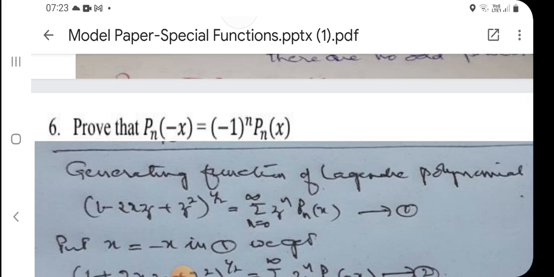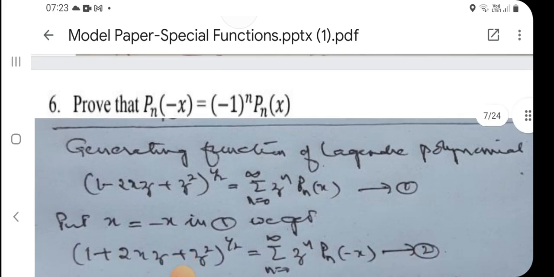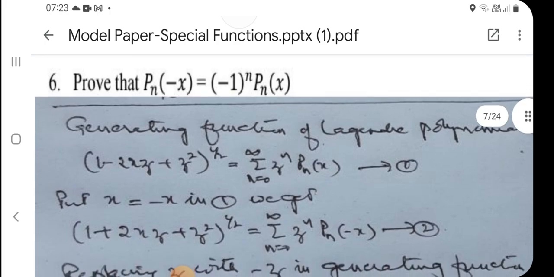Problem number 6. Prove that Pn of minus x is equal to minus 1 whole power n into Pn of x. The generating function of the Legendre polynomial is 1 minus 2xz plus z square whole to the power of 1 by 2, that is nothing but summation z power n into Pn of x. So 1 minus 2xz plus z square whole to the power of half equals summation z power n into Pn of x. Call that equation number 1.